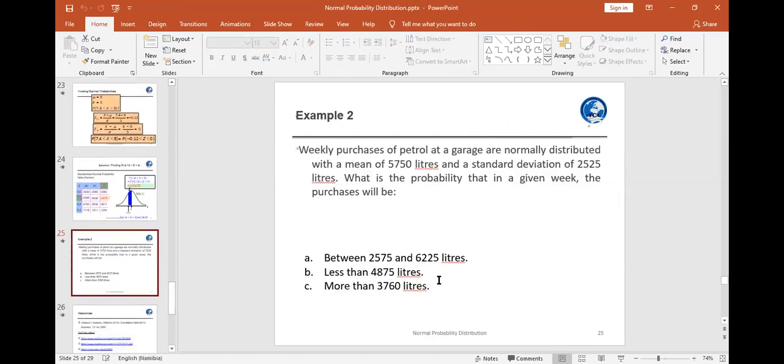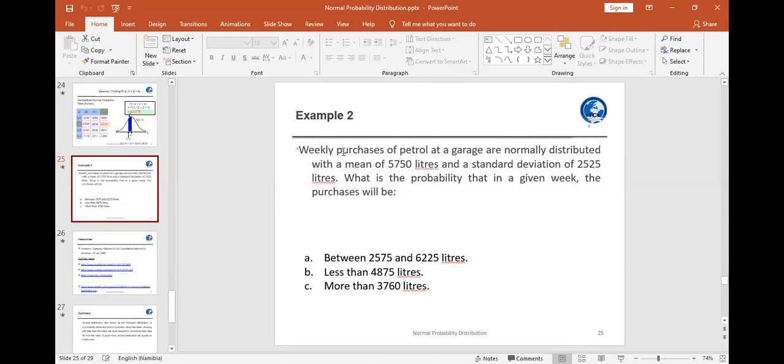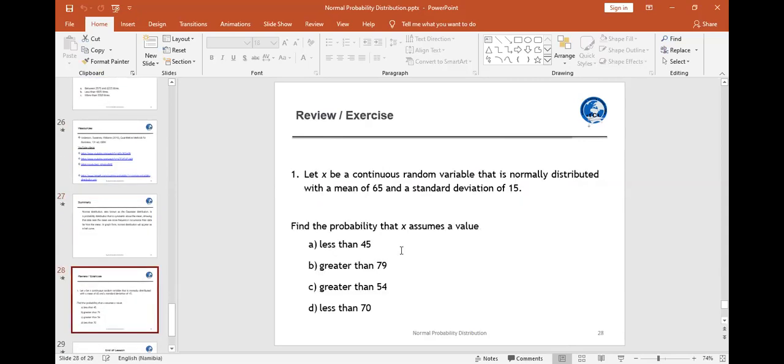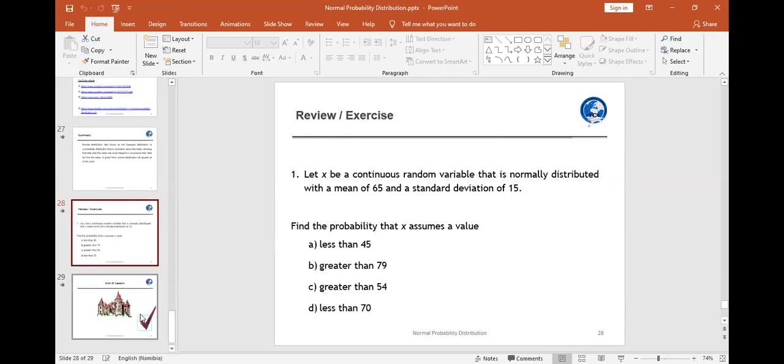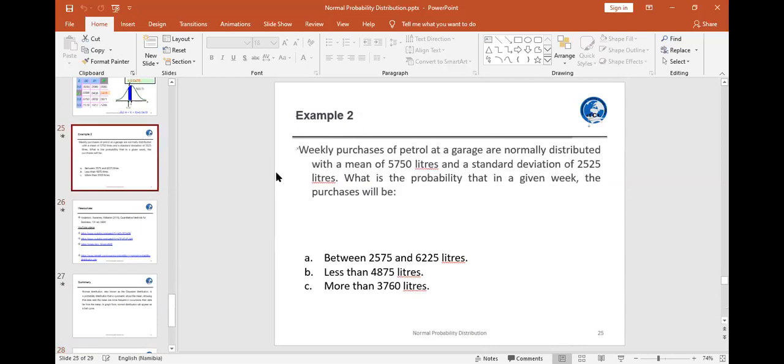Now, there's another example. I want you to do this example. So let me just read it for you. There are also some activities. This one, I want you to go and do this activity. And make sure, okay, let me discuss with you this example number 2.